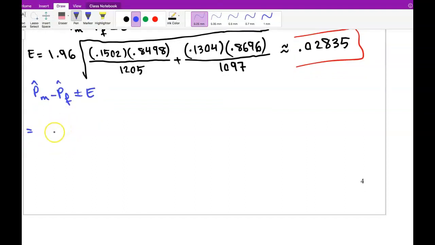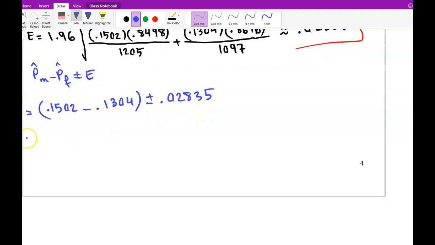So that is equal to this P hat, 0.1502, minus P hat for females, 0.1304, plus or minus the margin of error, which is 0.02835. Finding the difference between these two is 0.0198. Then adding and subtracting the margin of error.